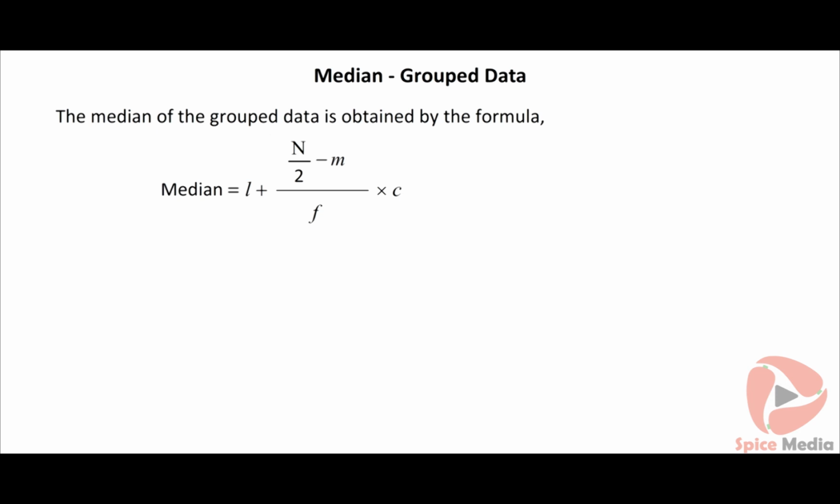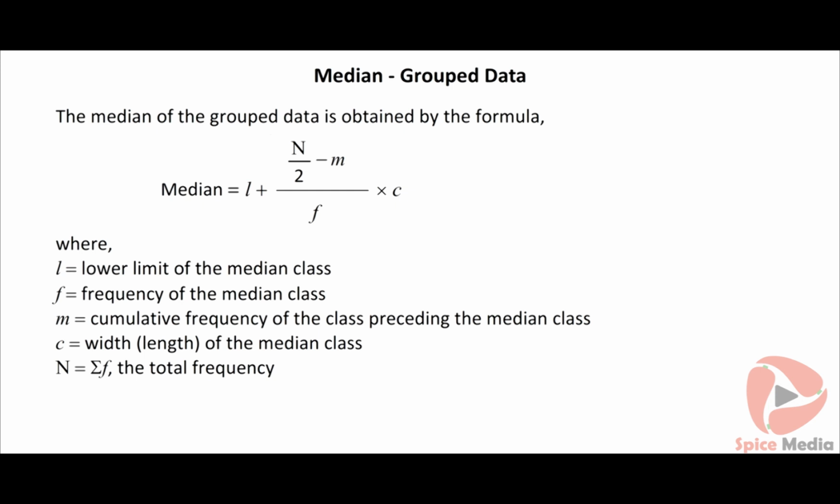Now let us have a look at the median of grouped data. The median of the grouped data is obtained by the formula: median is equal to L plus (n by 2 minus m) divided by f, into C, where L equals the lower limit of the median class, f equals frequency of the median class, m equals cumulative frequency of the class preceding the median class, C equals width of the median class, n equals sigma f, the total frequency.